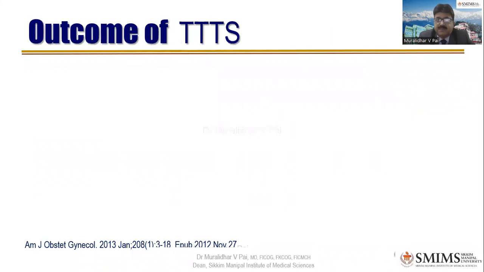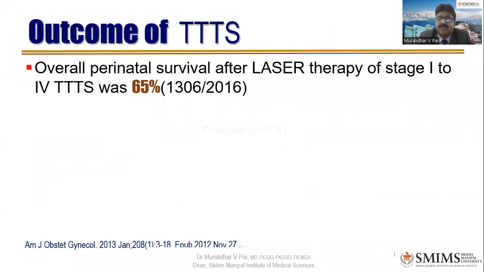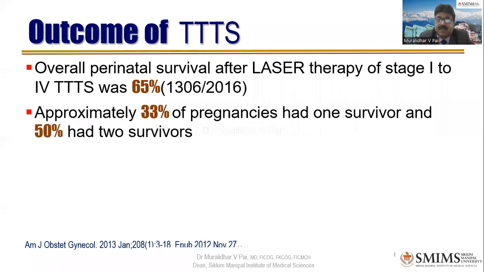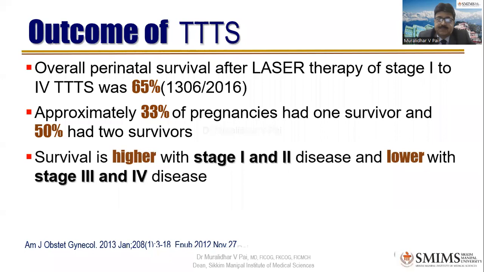What are the outcomes of TTTS? Overall perinatal survival after laser therapy of stage 1 to 4 was 65%, which is very good. Approximately 33% of pregnancies had one survivor and 50% had two survivors. That is also quite good.